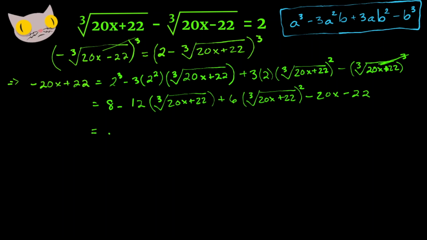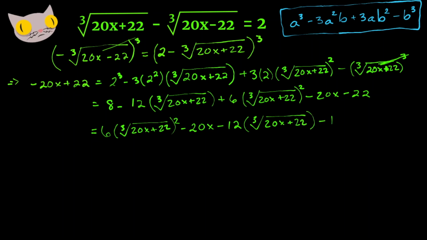Simplifying further, we get 6 times the third root of 20x plus 22, squared, minus 20x minus 12 times the third root of 20x plus 22, minus 14. And then let's not forget our minus 20x plus 22 on the left side.